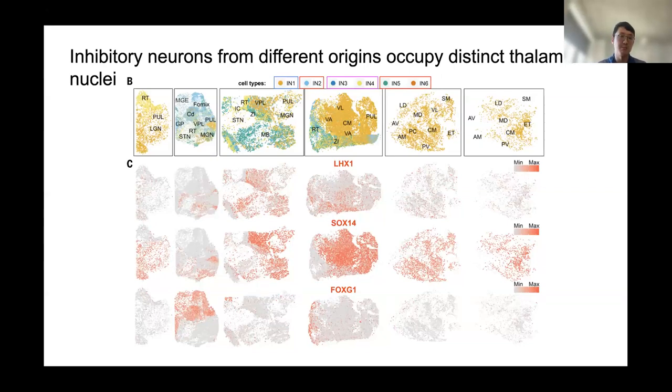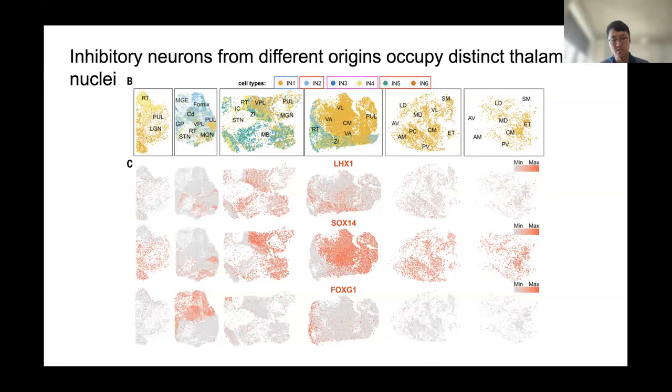And then IN1, which is the most populous inhibitory neuron, is SOX14 positive, which is midbrain derived. And I think Kimberly briefly went into that in the adult. At least already in the second trimester, you're seeing the migration of these inhibitory neurons occurring, and in particular, some of them are distinctly localizing in specific nuclei. For example, the reticular nucleus has FOXG1 expression, while the ZLI does not have it, but has LHX1 positive expression. And as you go more medially, you get domination purely from the IN1 midbrain-derived inhibitory neurons.